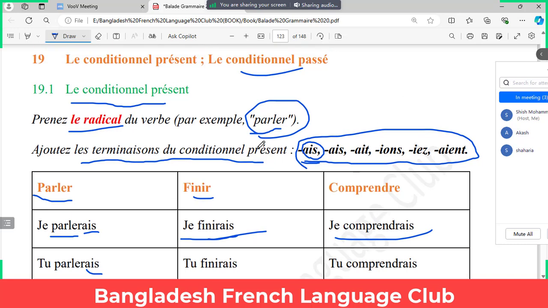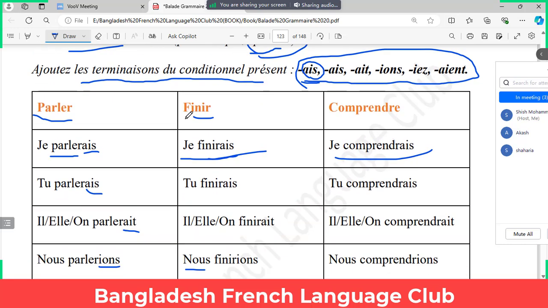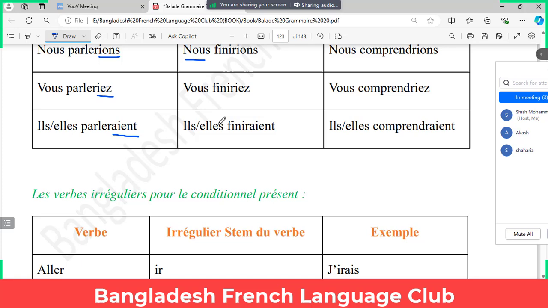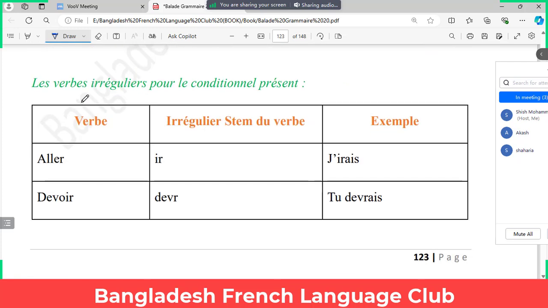The ending of the conditional present, then you would do it. So nothing is dropped, just the base form of the verb with the conjugation termination. But there are some irregulars, like les verbes irréguliers pour le conditionnel présent.